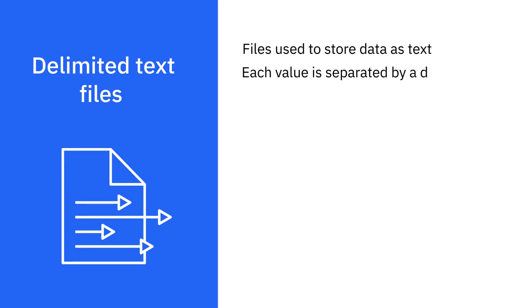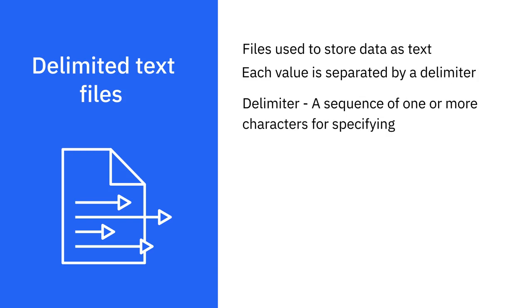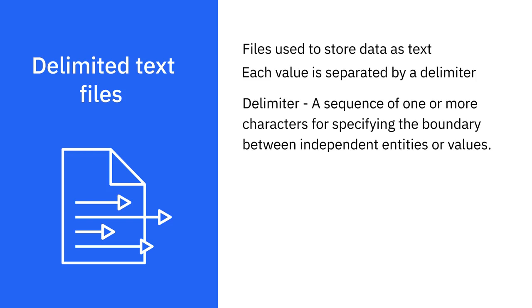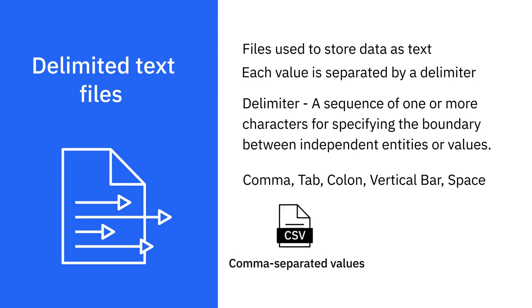Delimited text files are text files used to store data as text in which each line or row has values separated by a delimiter, where a delimiter is a sequence of one or more characters for specifying the boundary between independent entities or values. Any character can be used to separate the values, but most common delimiters are the comma, tab, colon, vertical bar, and space. Comma-separated values, or CSVs, and tab-separated values, or TSVs, are the most commonly used file types in this category. In CSVs, the delimiter is a comma, while in TSVs, the delimiter is a tab.